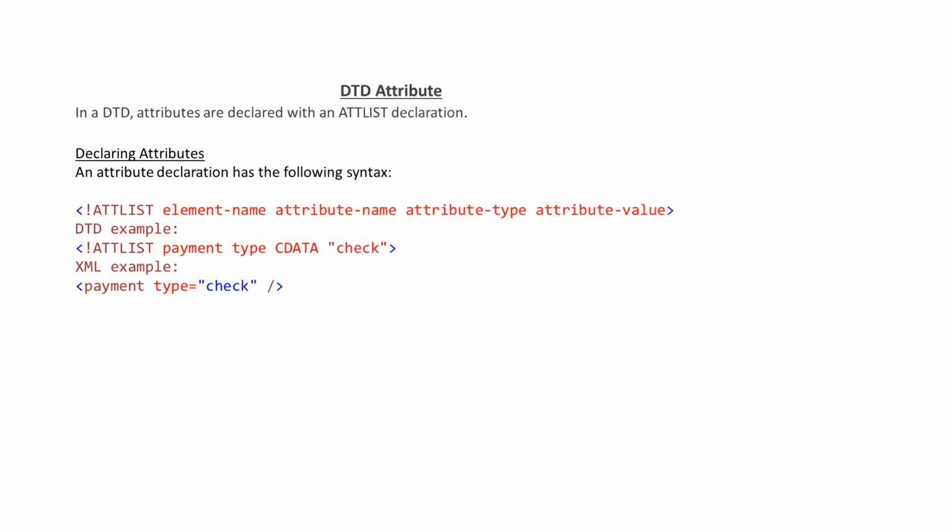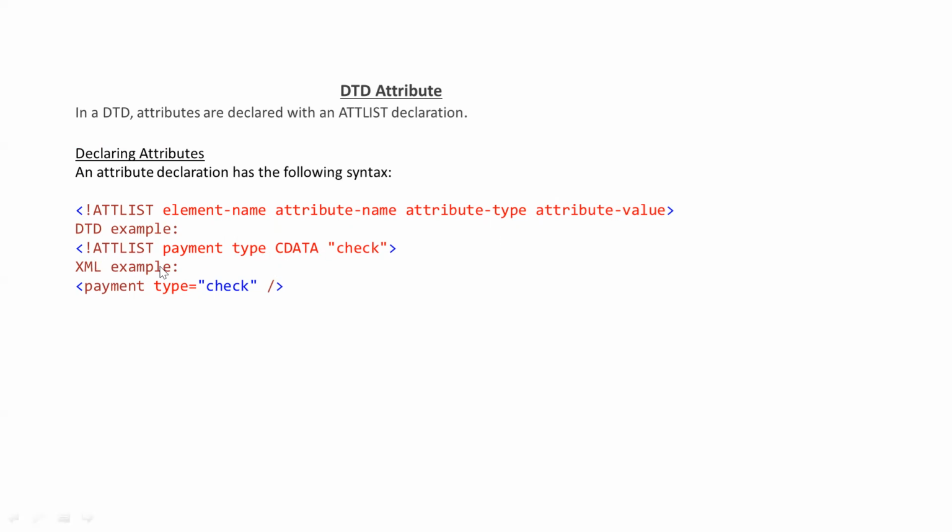Apart from this, you can also have attributes declared for the elements. For that, you have to use the keyword ATTLIST, attribute list. So this is the syntax. Look at the example here: ATTLIST, element name, attribute name, type, and value. So we have to specify what is the element, what is the attribute it can have, then the type of the attribute and the value for the attribute.